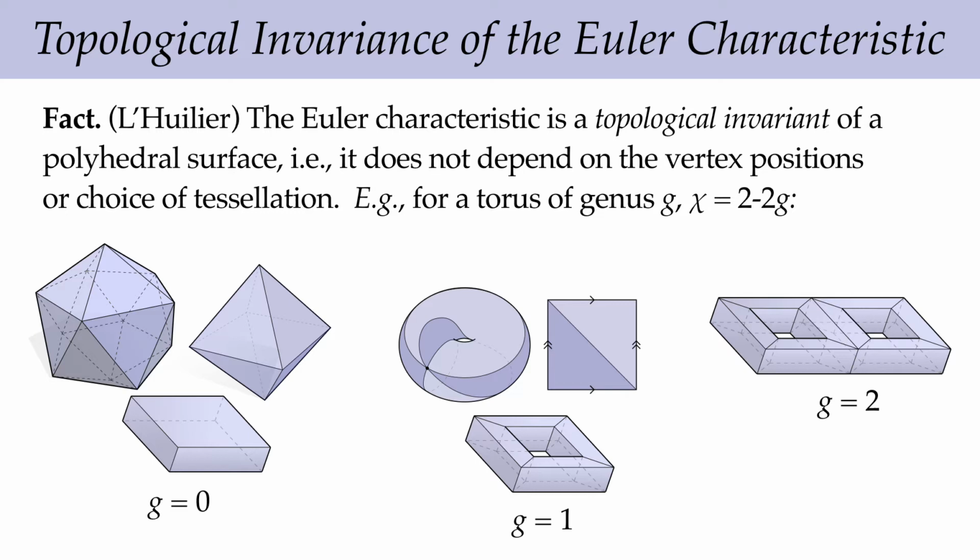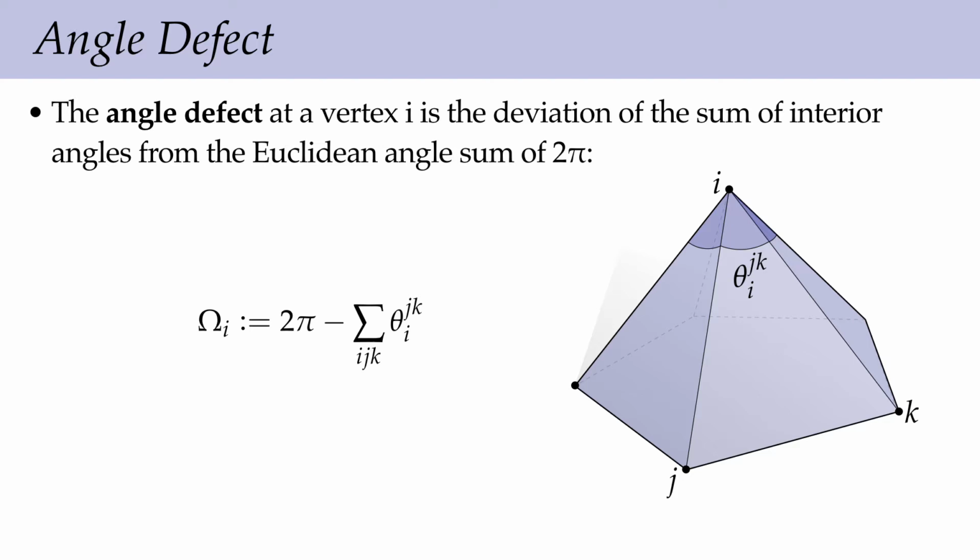So how is this all related to curvature? Well, let's take a look at a different quantity, the angle defect. The angle defect at a vertex I, which we'll denote by capital omega sub I, is the deviation of the sum of interior angles from the Euclidean angle sum of 2 pi. Omega sub I is equal to 2 pi minus the sum over all triangles IJK that contain I of the interior angle theta sub I JK.